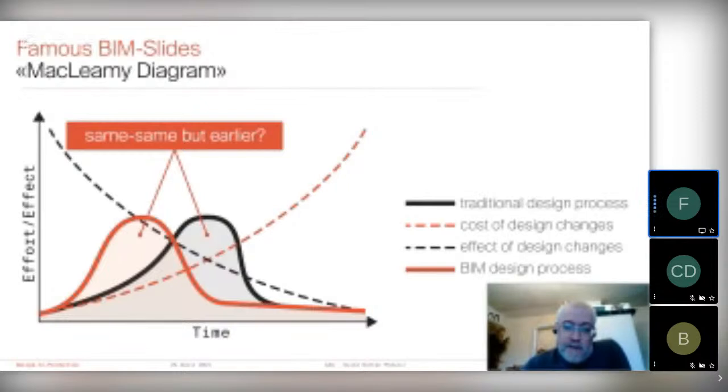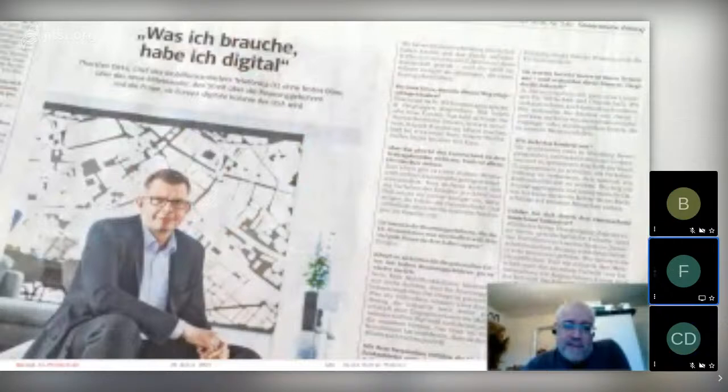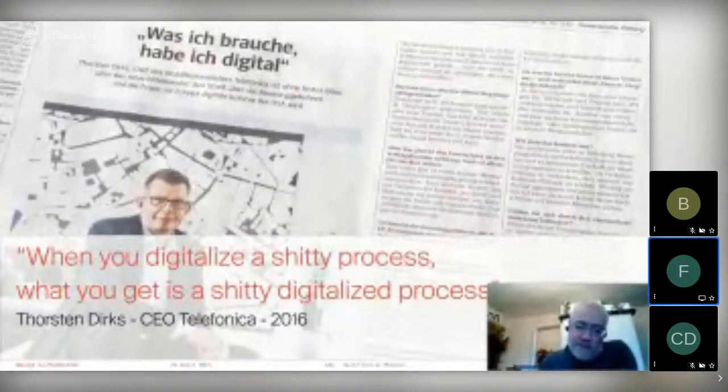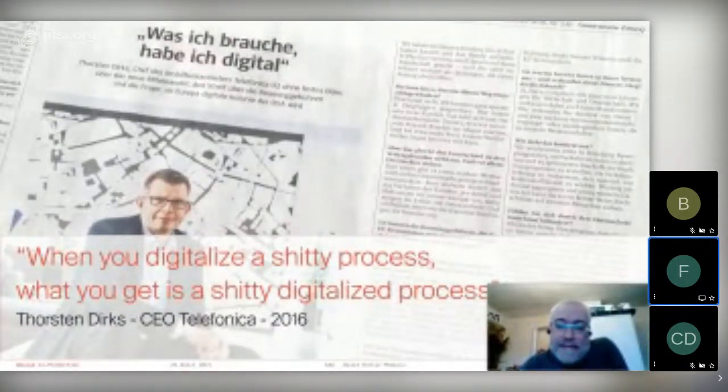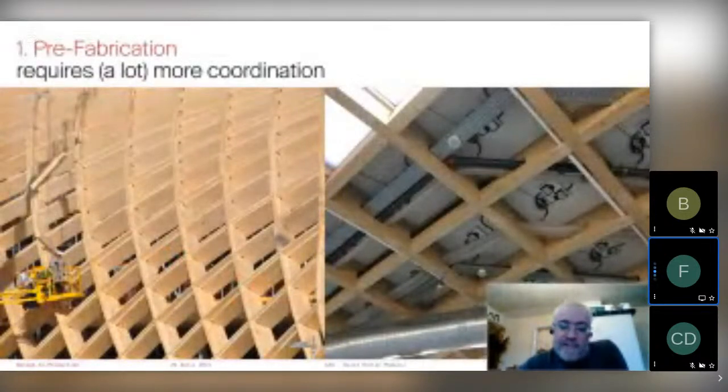Or to put it in the words of Thorsten Dirks, who is the CEO of Telefonica, who gave an interview a couple of years ago and coined the term: when you digitalize a shitty process, what you get is a shitty digitalized process. And this, for the bigger part, has been happening, from our point of view, in the building industry in the last few years. Because we have a few other things that we need to consider when it comes to prefabricated, digitally prefabricated timber structures in this case.